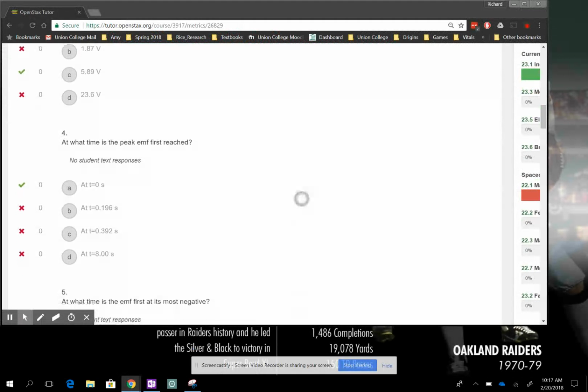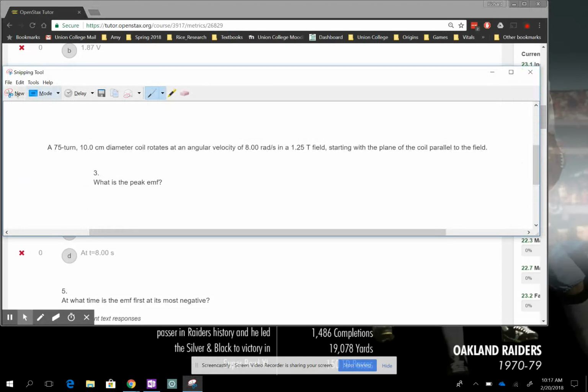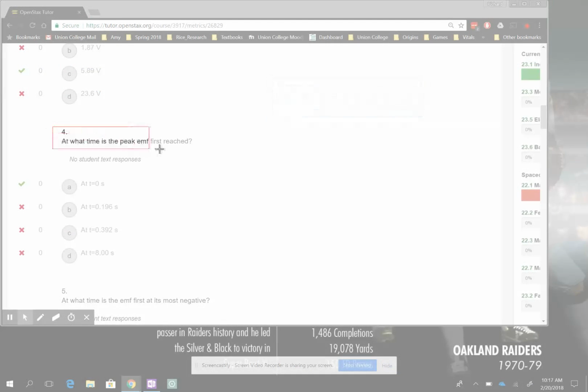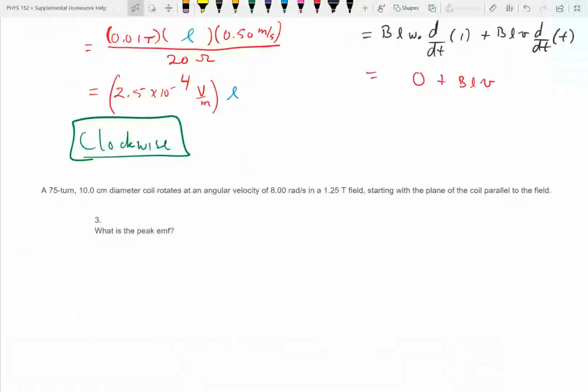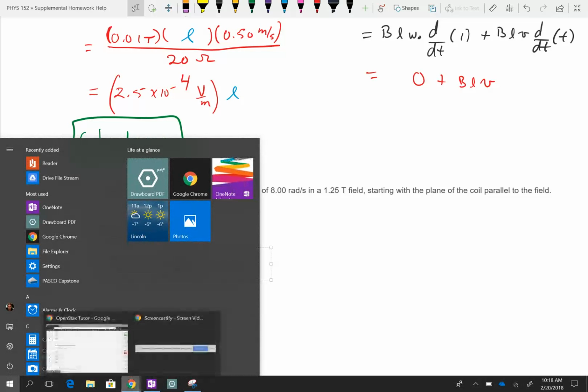Where's the peak? At what time? So something with frequency? Well, the last one has to do with frequency. Gives me a good direction. So I think, is this an AC circuit or peak EMF? Okay.